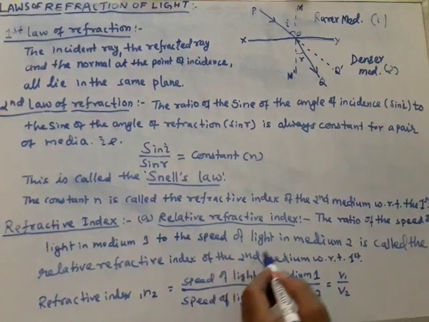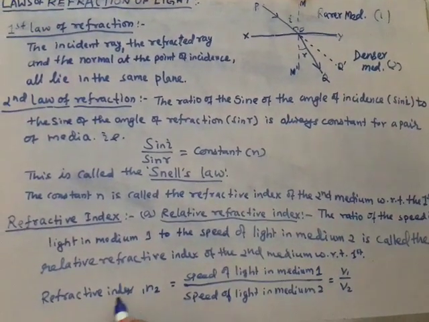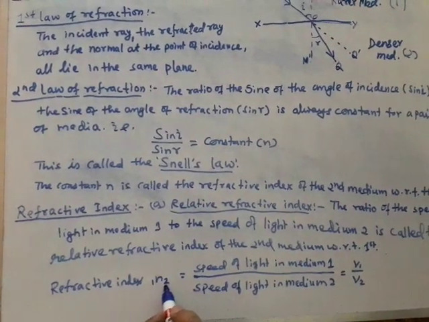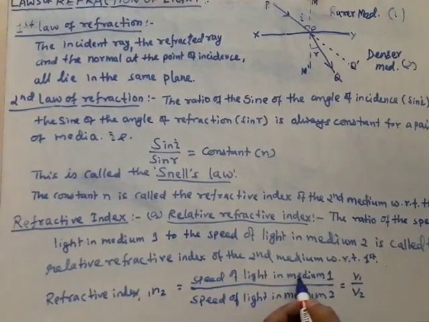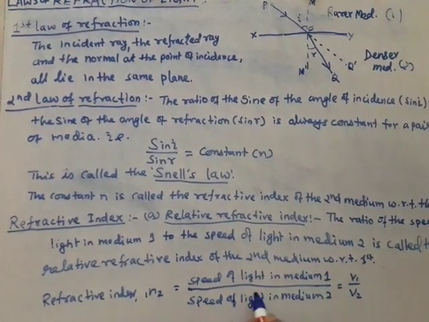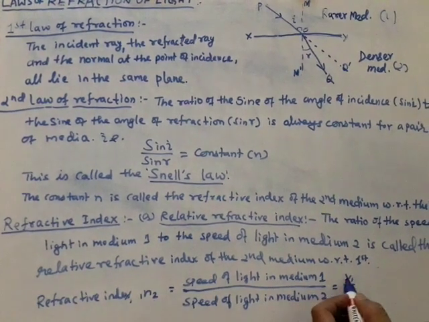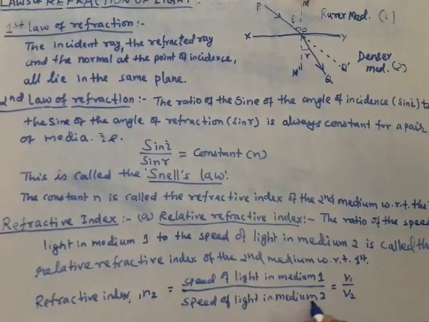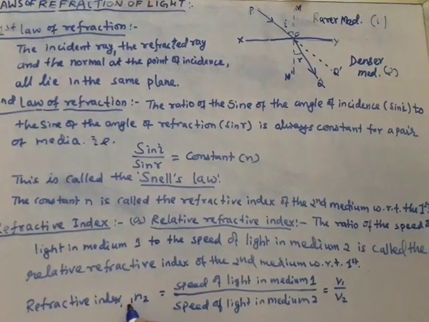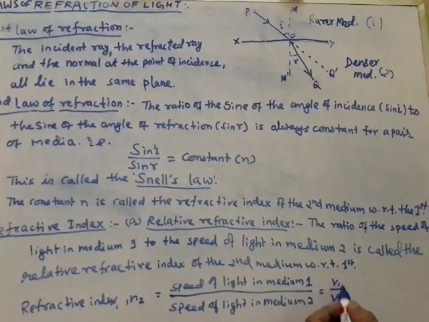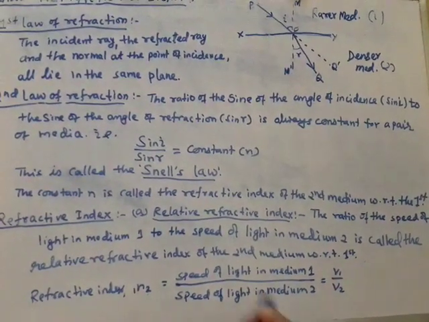We can write here that the refractive index of the second medium with respect to the first is equal to the speed of light in medium 1 divided by the speed of light in medium 2. If the speed of light in medium 1 is V1 and the speed of light in medium 2 is V2, then the refractive index of the second medium with respect to the first will be V1 by V2. Next is the absolute refractive index.